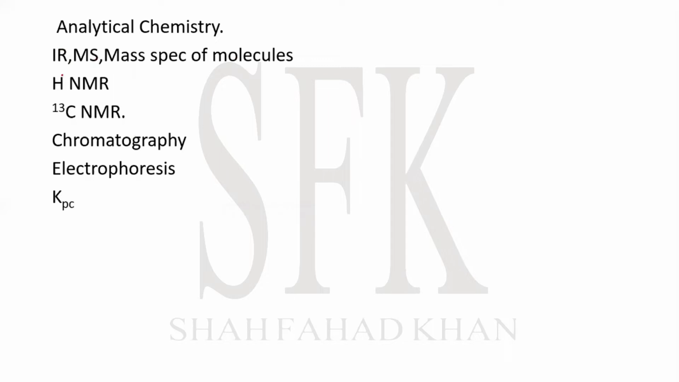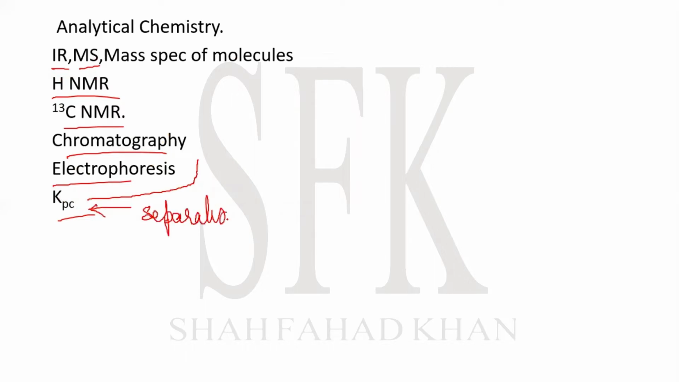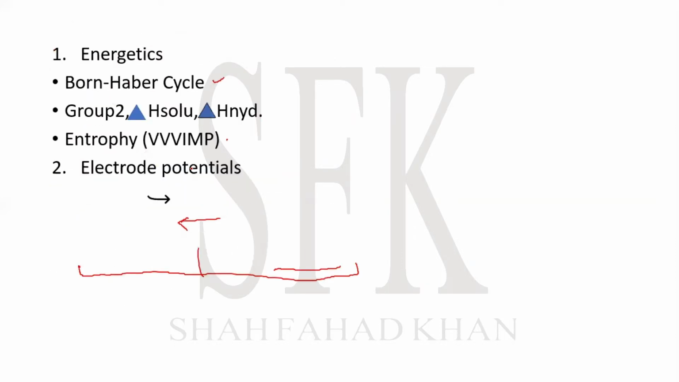Then we have analytical chemistry, in which we have infrared spectroscopy, mass spectroscopy, proton NMR, carbon 13 NMR, chromatography, electrophoresis, and then Kpc. Kpc is an equilibrium constant which is actually used here in separation techniques. This is also something we are going to look at in great detail later on. So this is basically the entire syllabus of A2.